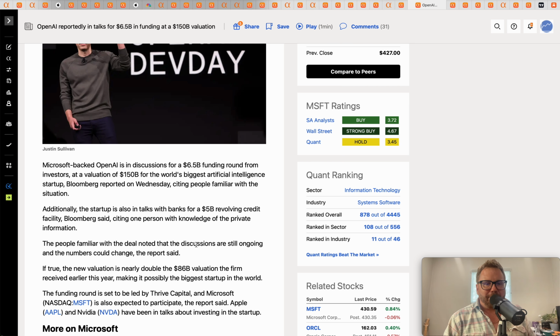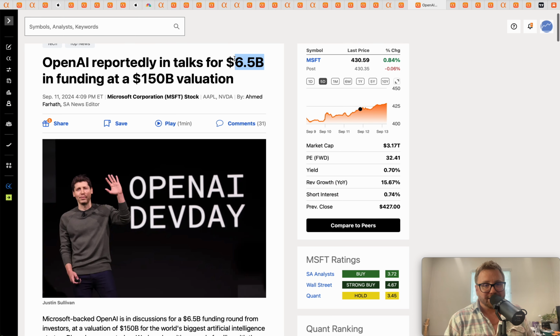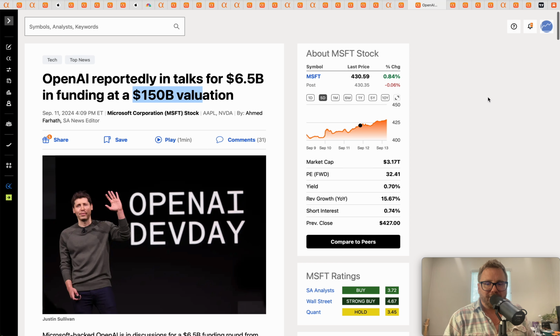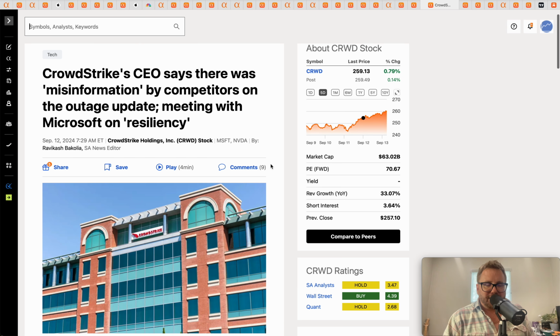But holy crap, that doubles the valuation that they received just earlier this year. So this company is moving fast. We'll see if they can raise the 6.5. My guess is they can raise the 6.5. It'll be, can they do it at a $150 million valuation? We reported in earlier weeks that Apple and Nvidia could potentially be involved in this round of fundraising.